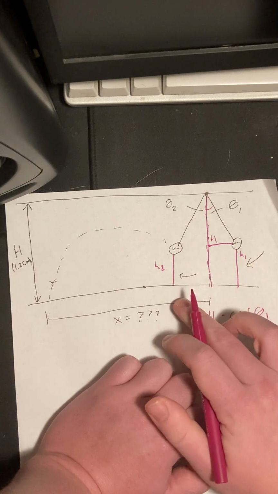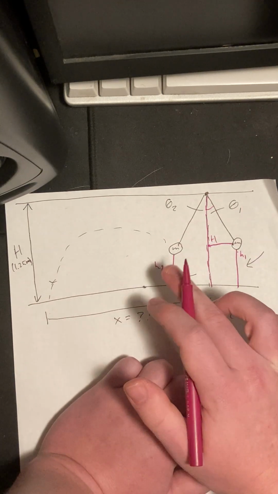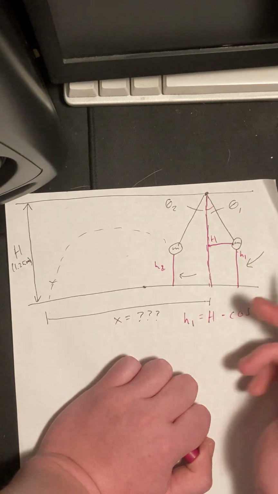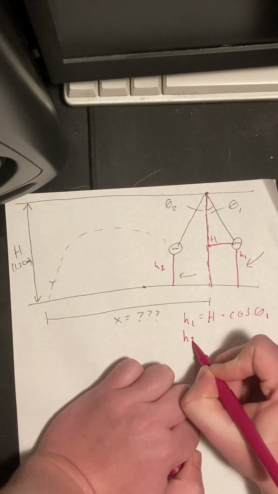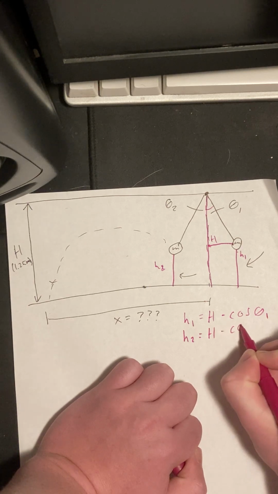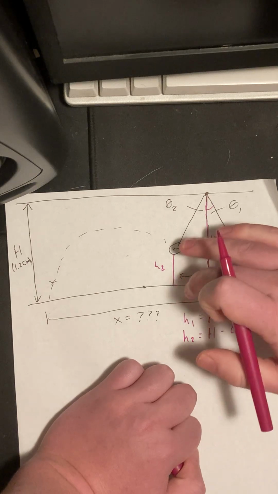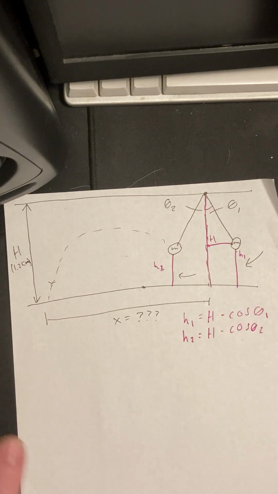And we can do the exact same thing for this height here. It's just on a different part. For height 2, we're going to use this theta. It's going to be h2 equals h, the total height, minus cosine of theta 2, that part. So that will give us this height right there. So now we can find the velocity.